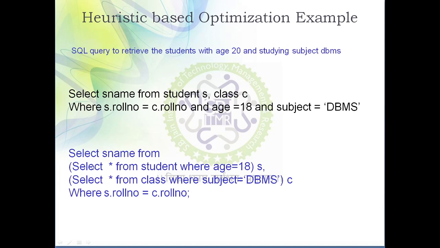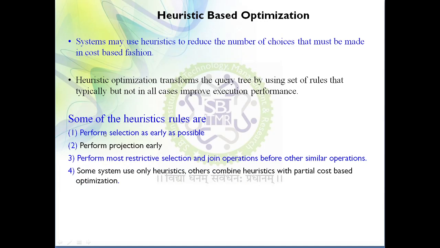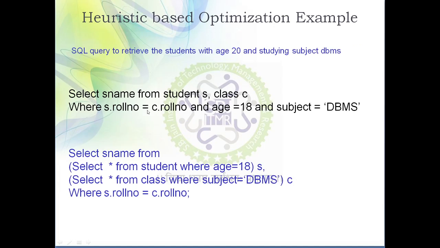Now this is the second way, because in heuristic based optimization, what is being asked? Perform selection as early as possible. Here we are not performing selection first, but performing the join operation first. Now this is another way of writing the query. Select sname, sname is nothing but the student name, from select star from student where age equals 18. S is an alias for student and C is an alias for class.